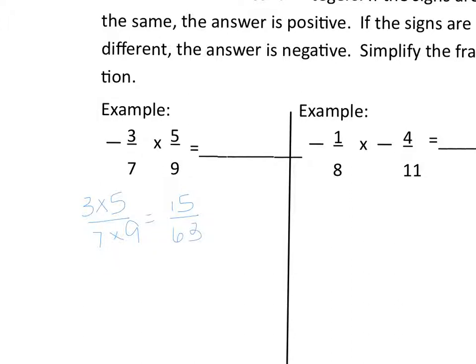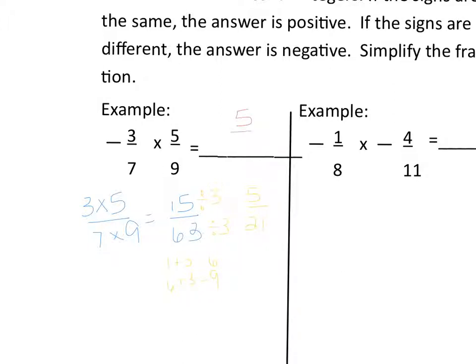We know that 3 is going to go into both 15 and 63 because 1 plus 5 is 6, and 6 plus 3 is 9, and 3 goes into both 6 and 9. So we simplify by 3, and that gives us 5 over 21.